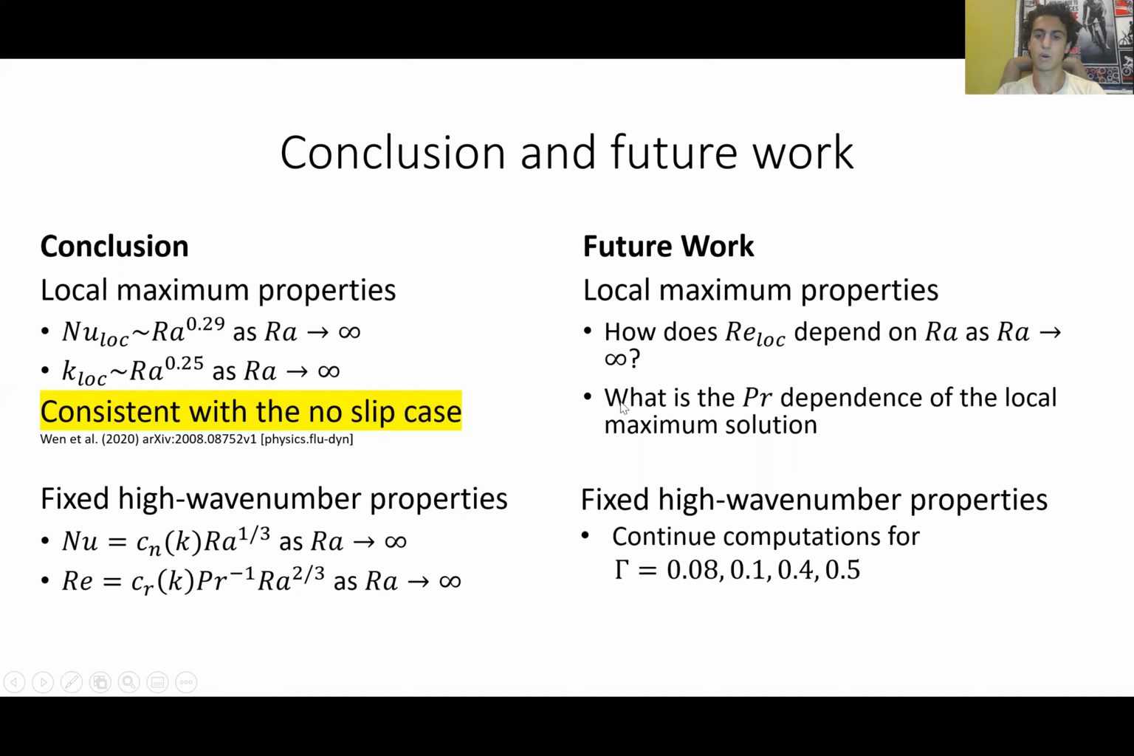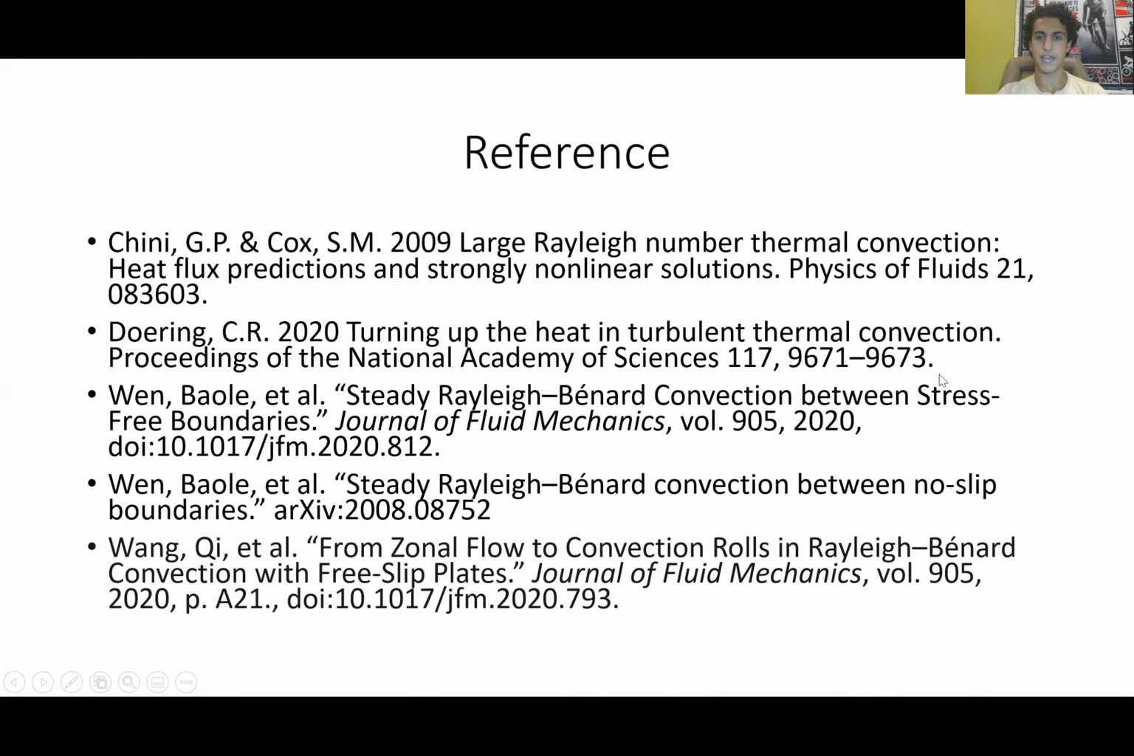What we're currently working on is how the local Reynolds number depends on Rayleigh as Rayleigh goes to infinity, and what the Prandtl dependence of the local maximum solution is. Additionally, for the fixed high wave number properties, we are continuing computations for aspect ratios equaling 0.08, 0.1, 0.4, and 0.5. And that is all I have for you.